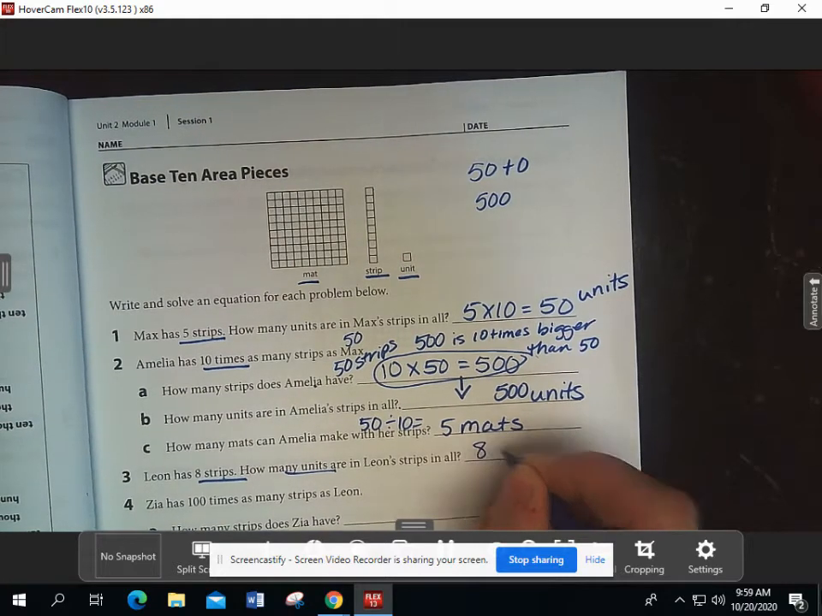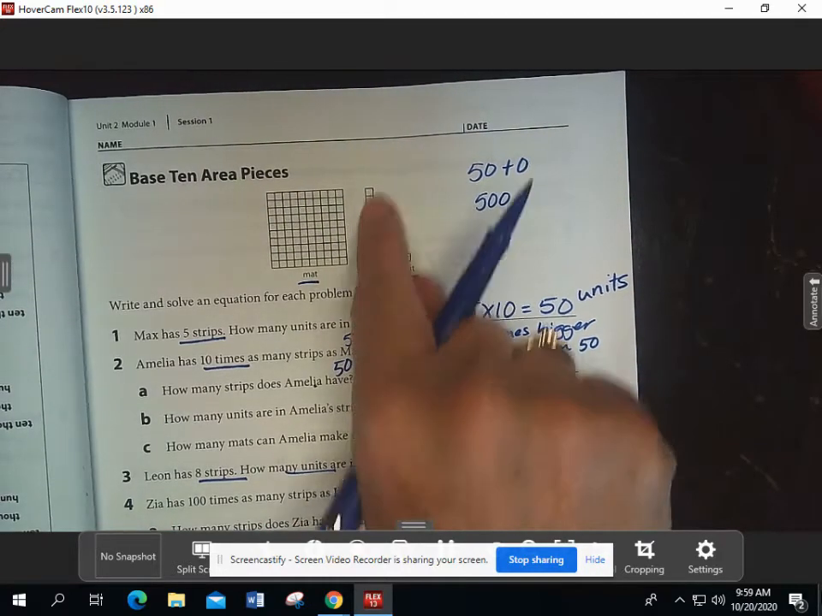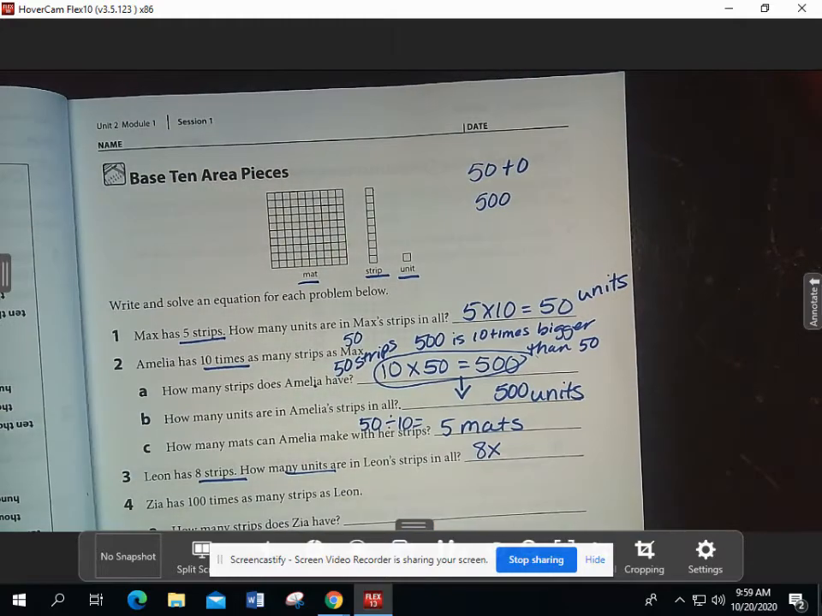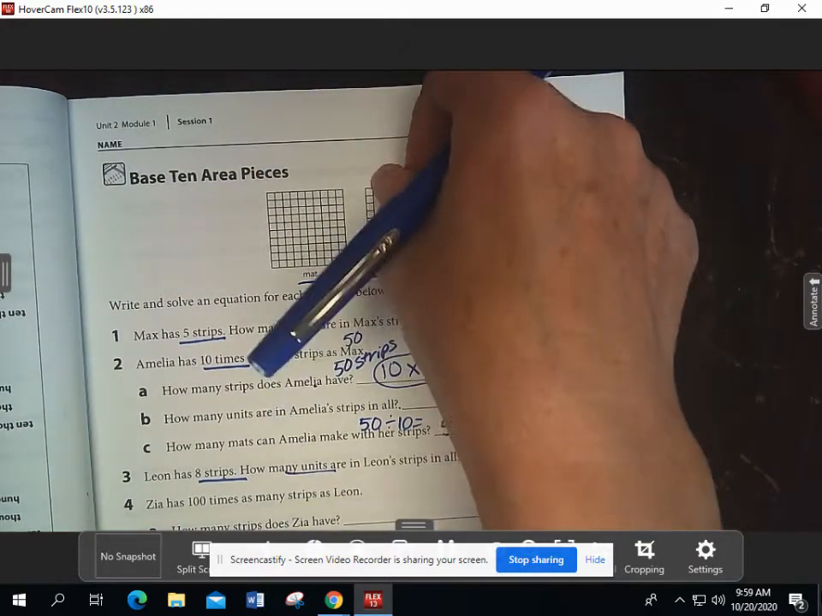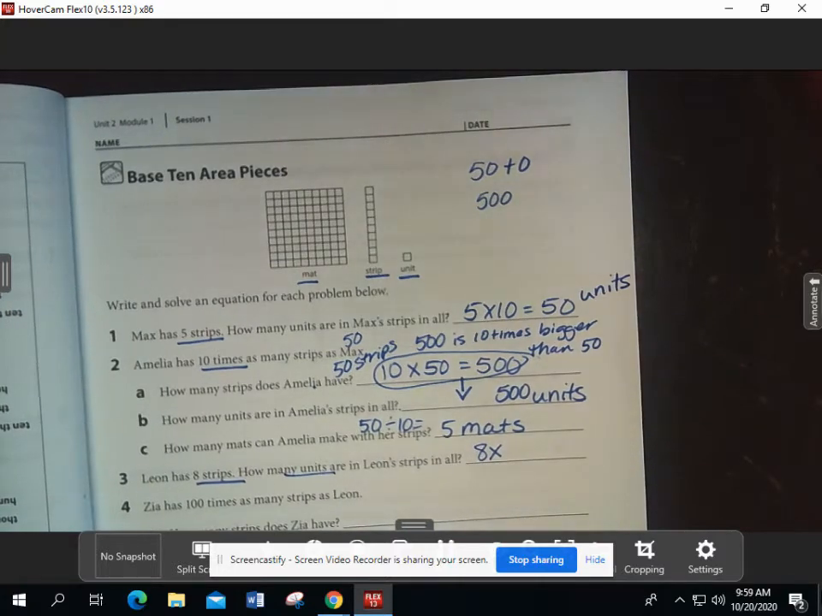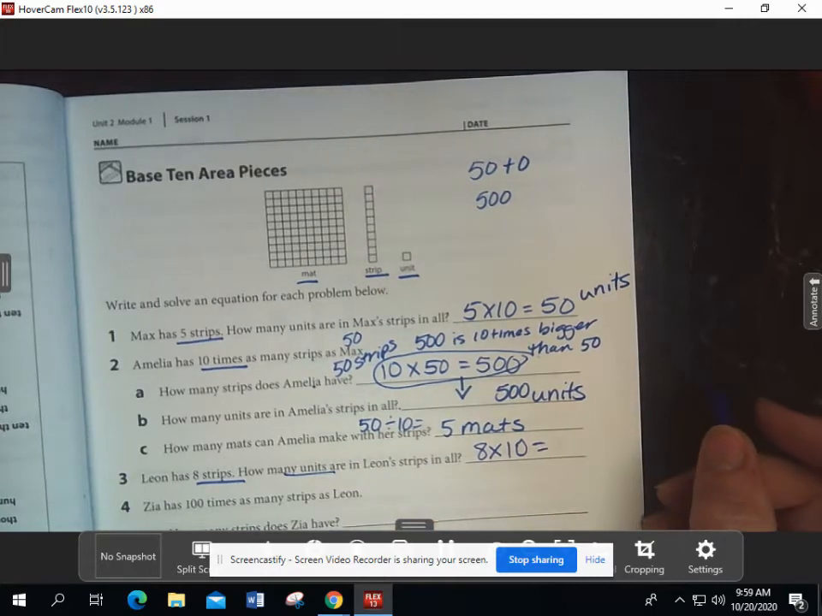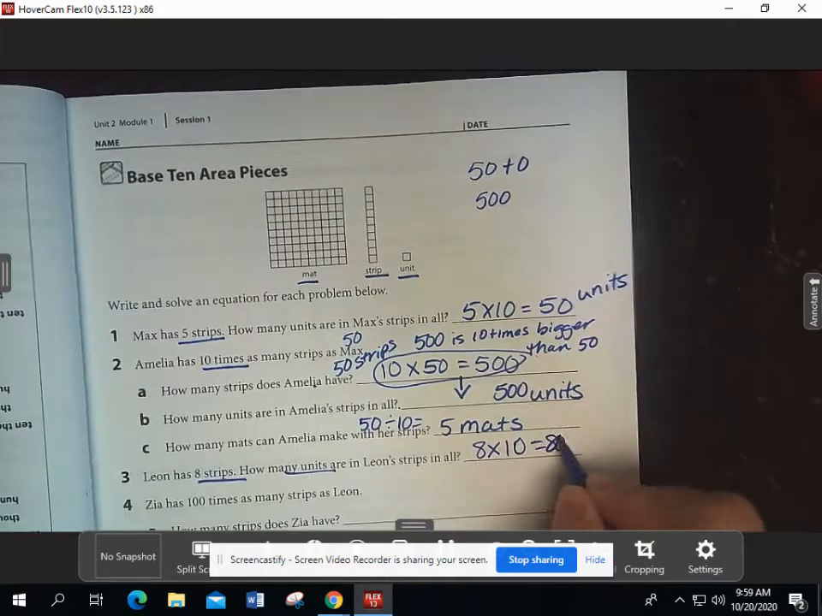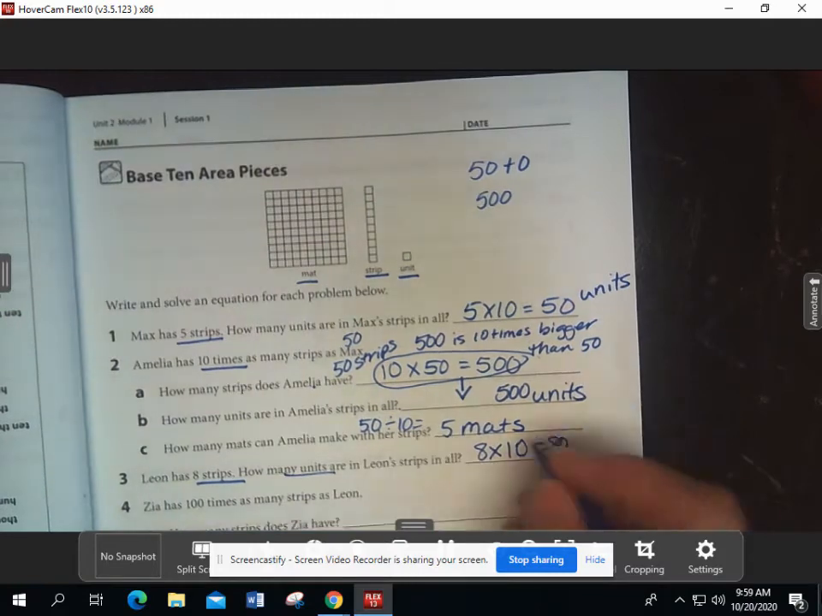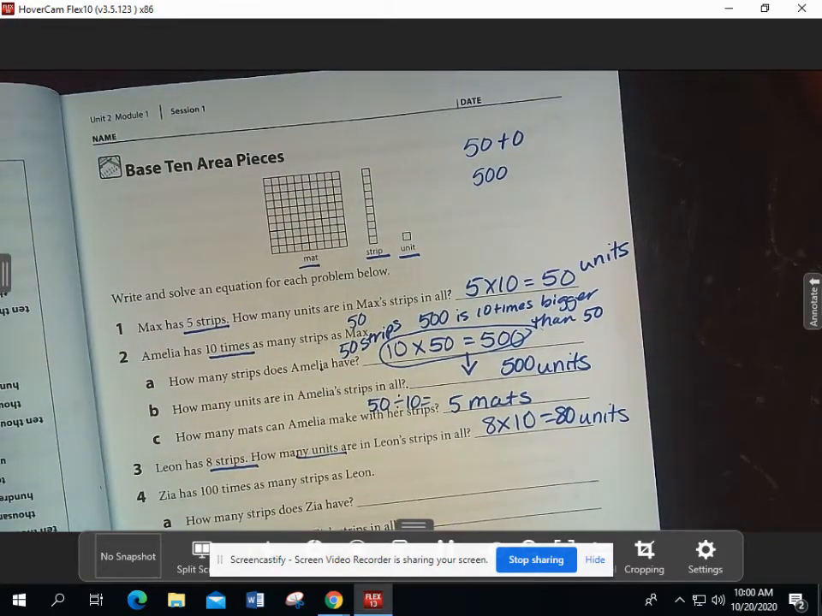He has 8 strips, correct? I wrote an 8 down. How many units are in each strip? How many units? Up here, how many units are in your strip? What's that number? How many little squares are in that strip? 10. What is 10 times 8? 80. So how many units? 80 units. Okay.